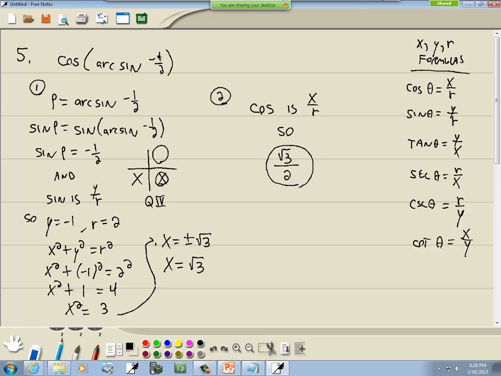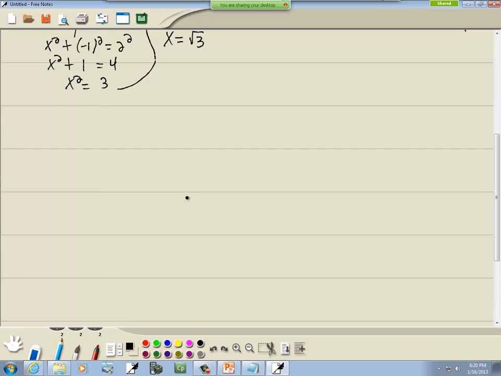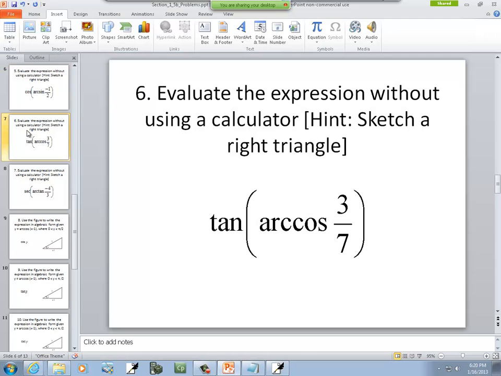Now this one actually fell on our unit circle, so we didn't have to actually do all these steps. It would have been a lot easier just to look at the unit circle. But I want to show these steps because these are the same ones we can use to solve any of these problems. And they help refresh your memory on the x, y, and r formulas from trig. Okay, let's look at our next one.